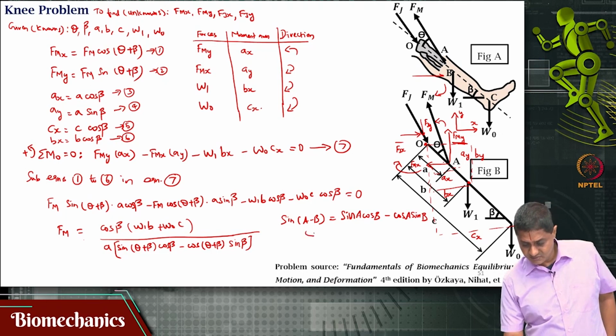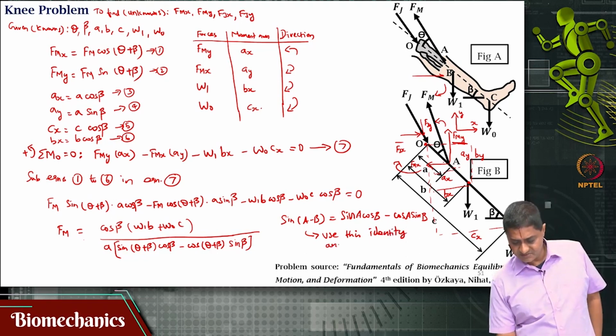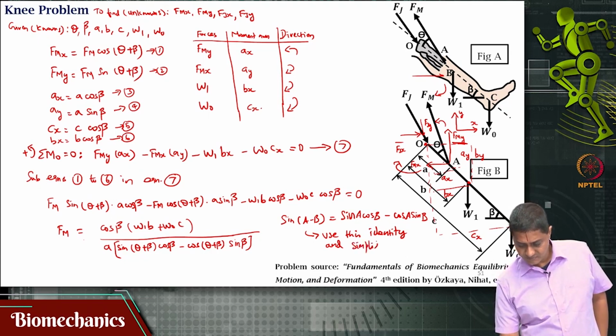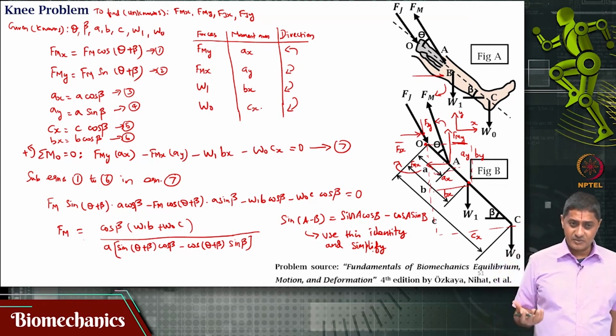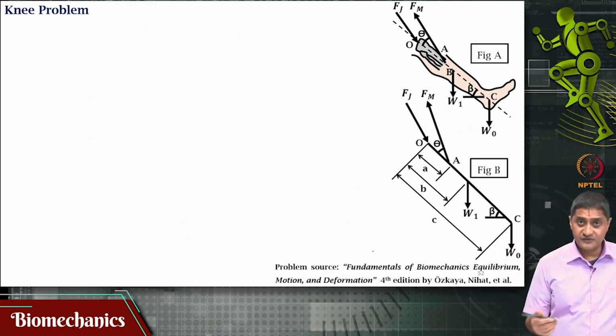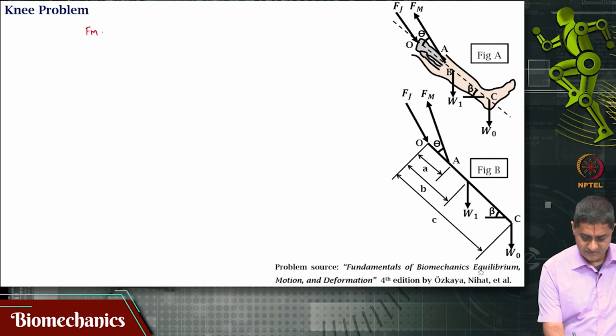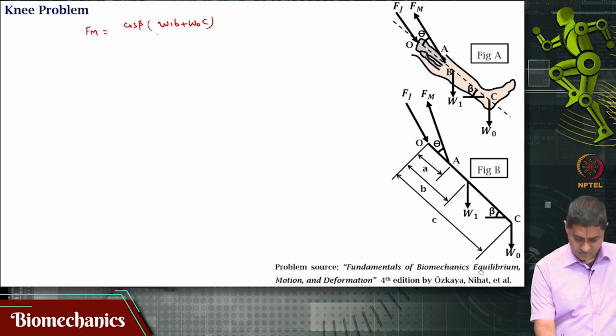Use this identity and simplify. Where do you use this? In the denominator, of course. If you use this in the denominator, you will find Fm as cos beta times W1b plus W0c, the whole thing divided by A sin theta.